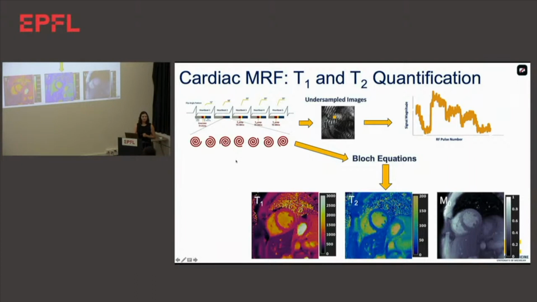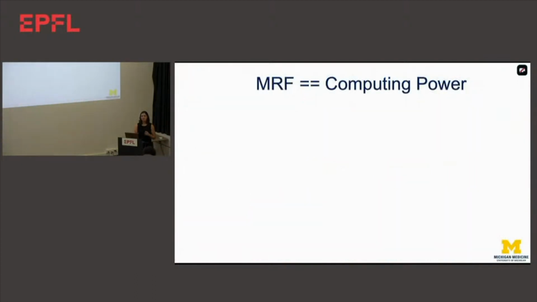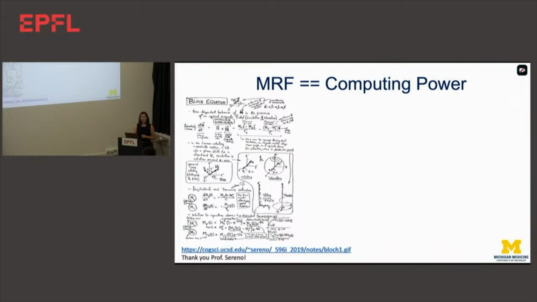And so as you can see, fingerprinting depends on this computing power, right? There's a couple of places where we need to have that computation that we didn't have 35 years ago. So the first place is in simulating the Bloch equations. The Bloch equations themselves are pretty straightforward, but if we want to really do a good simulation for a lot of different combinations of tissue properties, then we need computing power.